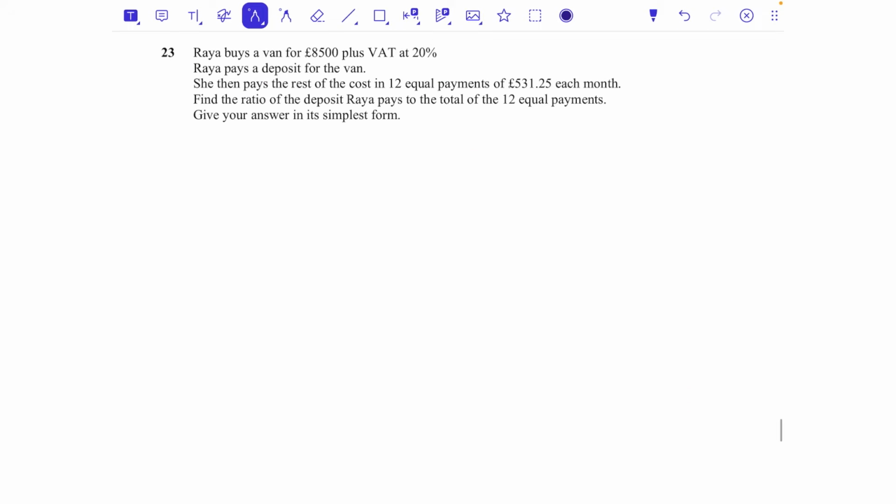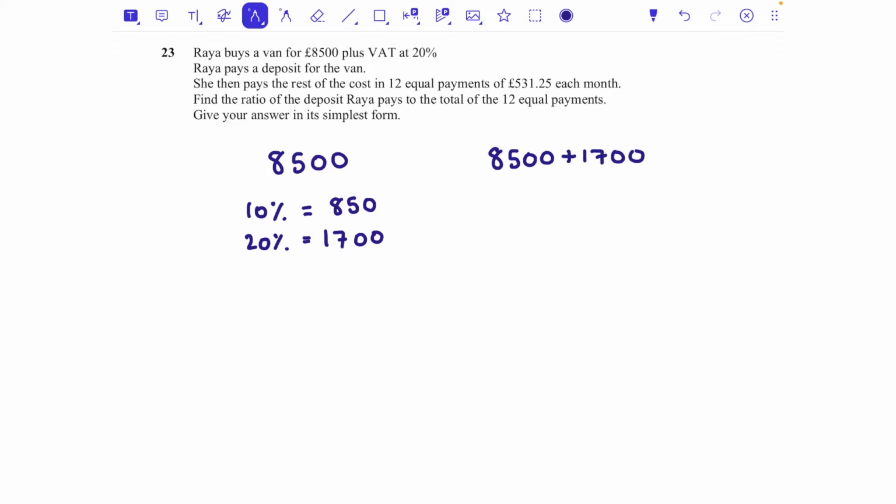Question number 4. Raya buys a van for £8,500 plus VAT at 20%. So let's do that first. 8,500. If I want 10%, that would be 850. Remember, to get 10%, we divide by 10. And so 20% is double that, 850 times by 2, which is 1,700. So the total cost of the van is 8,500, add VAT, which is 1,700. Oh, typed that wrong on my calculator, sorry. 8,500 add 1,700, which is £10,200 is the total cost of the van.